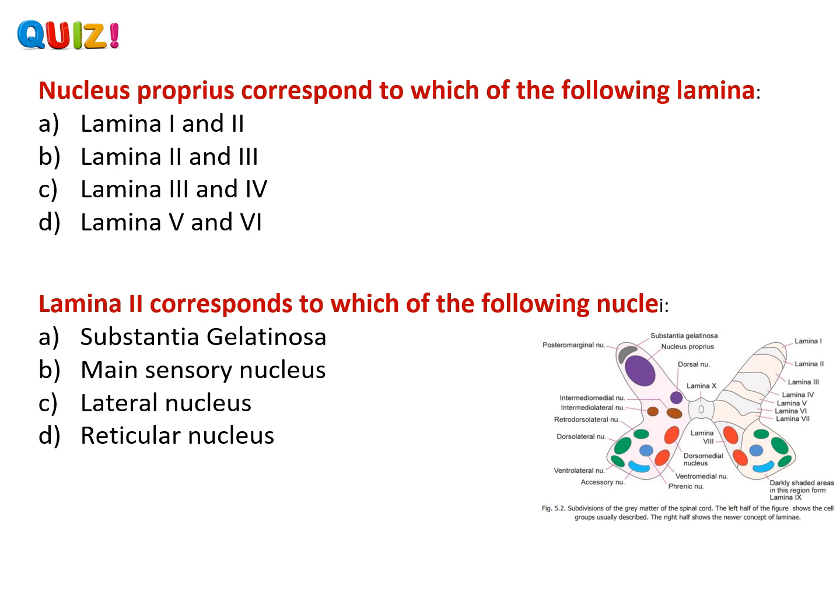Nucleus proprius corresponds to which of the following laminae? Lamina 1 and 2, lamina 2 and 3, lamina 3 and 4, lamina 4 and 5. Yes, nucleus proprius is present in lamina 3 and 4.